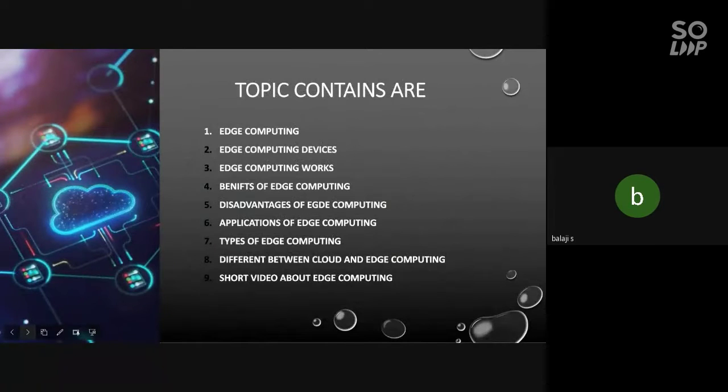Topic contents: What is edge computing? Edge computing devices, how edge computing works, benefits of edge computing, disadvantages of edge computing, applications of edge computing, types of edge computing, difference between cloud and edge computing, and a short video about edge computing.